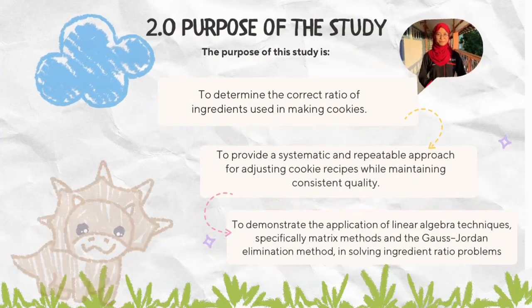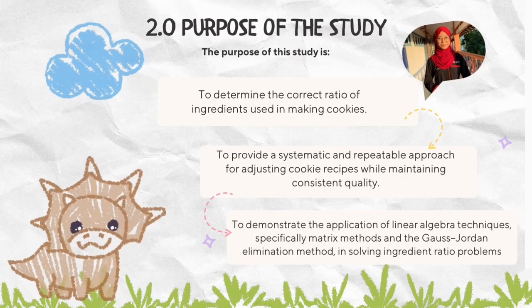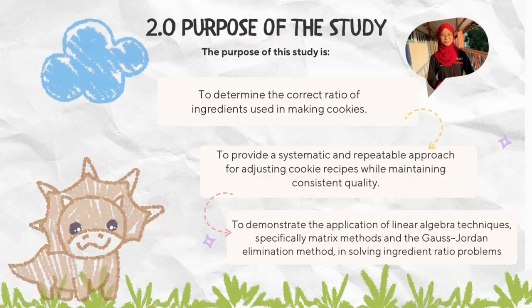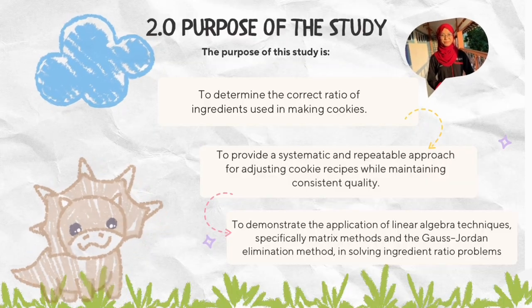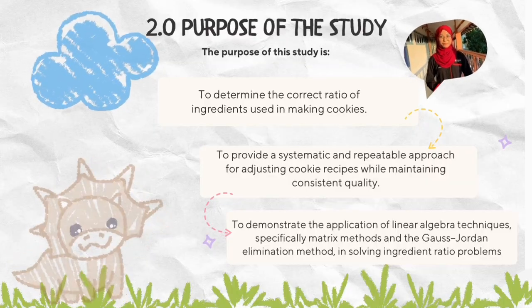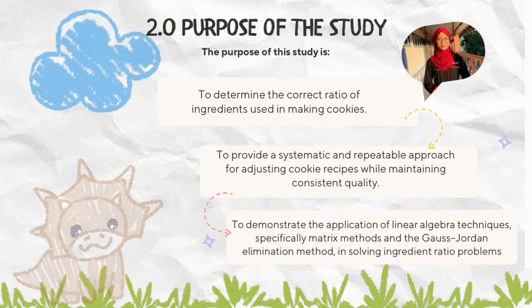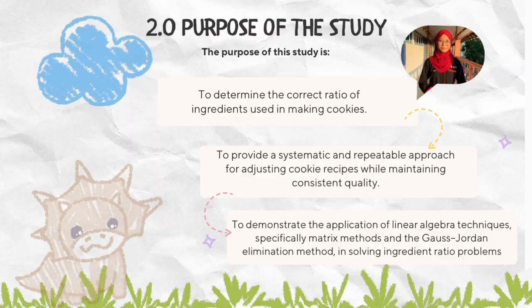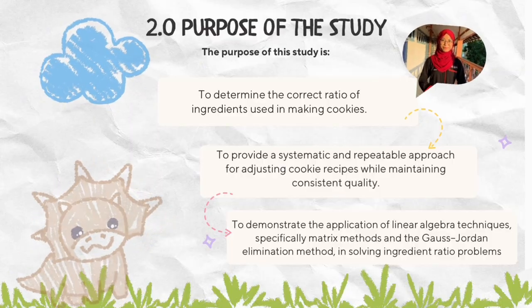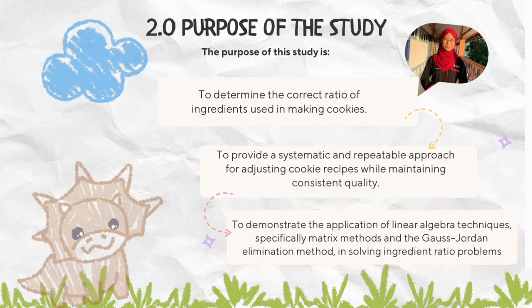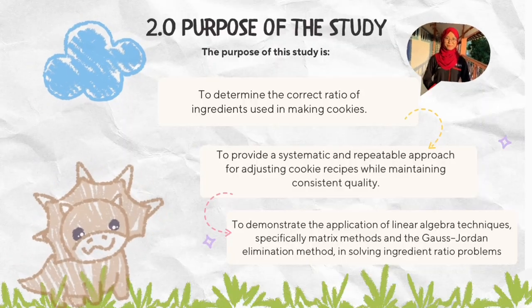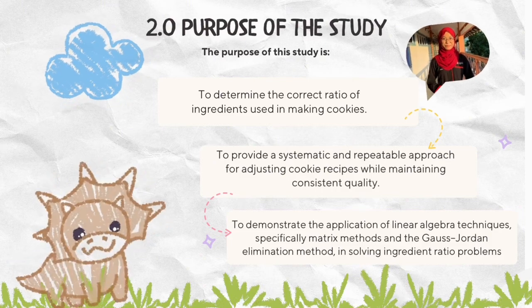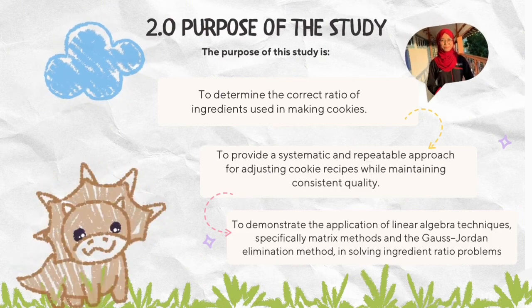Next is the purpose of the study. The purpose of this study is, first, to determine the correct ratio of ingredients used in making cookies. Second, to provide a systematic and repeatable approach for adjusting cookie recipes while maintaining consistent quality. And the last purpose of the study is to demonstrate the application of linear algebra techniques, specifically the matrix method and the Gauss-Jordan elimination method, in solving ingredient ratio problems.